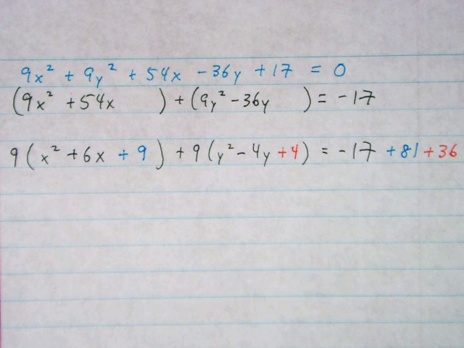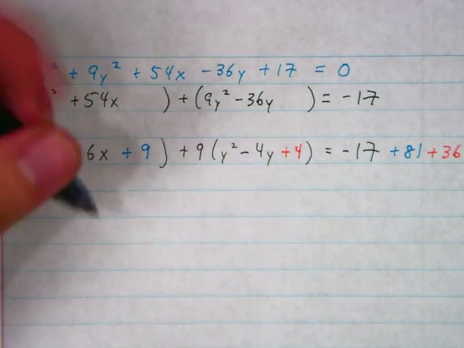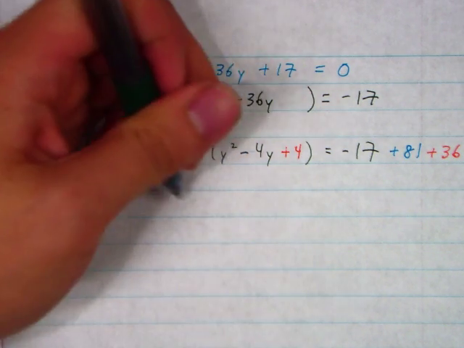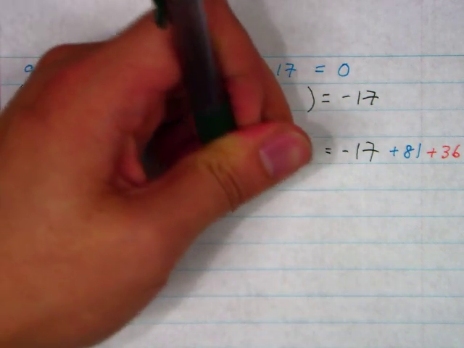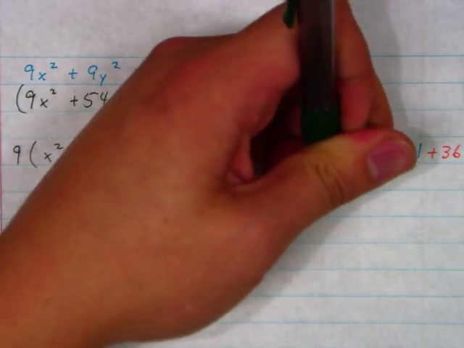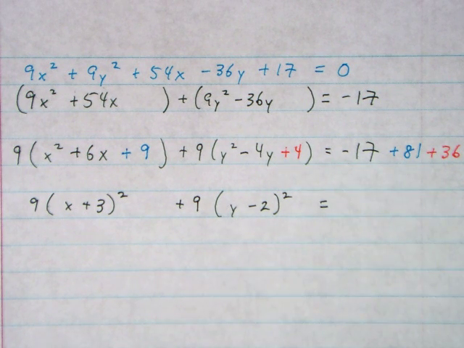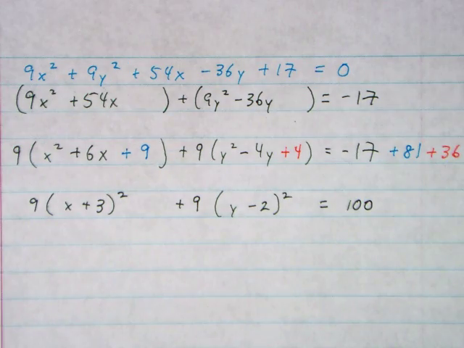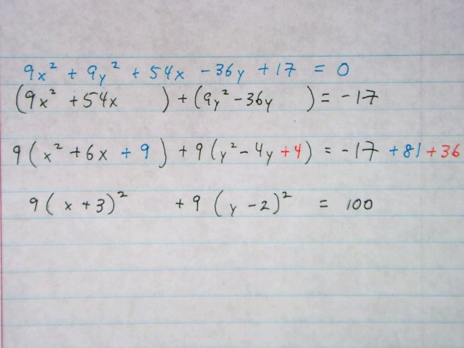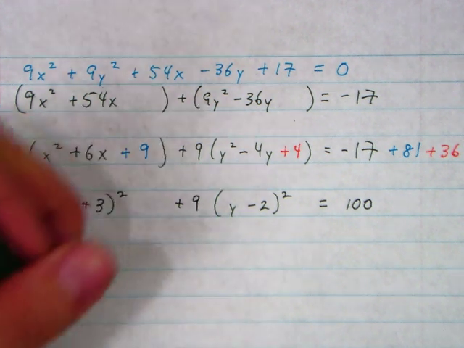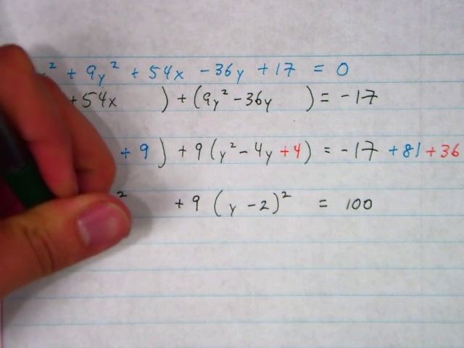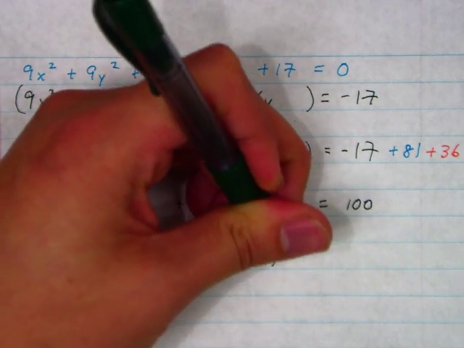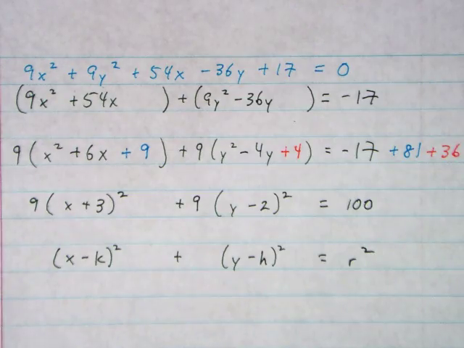Okay, I'm going to factor it and then simplify the right side here. So I'll have 9 times (x plus 3) squared plus 9 times (y minus 2) squared equals, let's see, -17 plus 81 is 64, plus 36 is 100. Okay, we're not done yet. So if we look at the standard form of an equation again, it would be (x minus h) squared plus (y minus k) squared equals r squared.